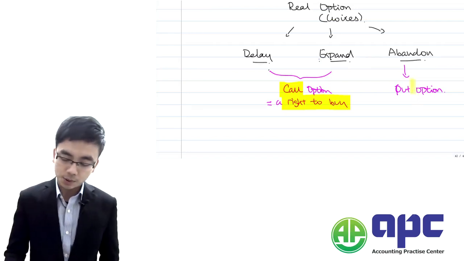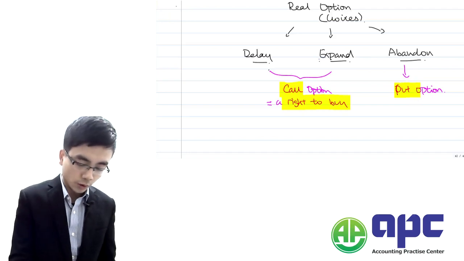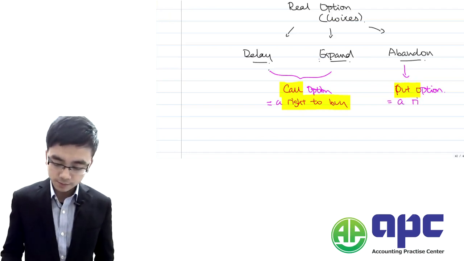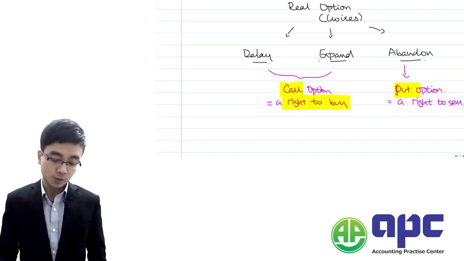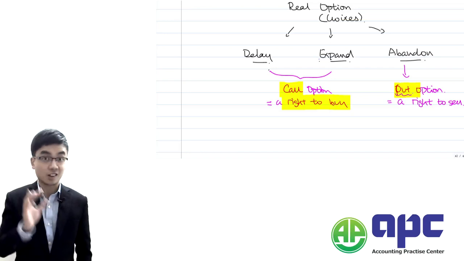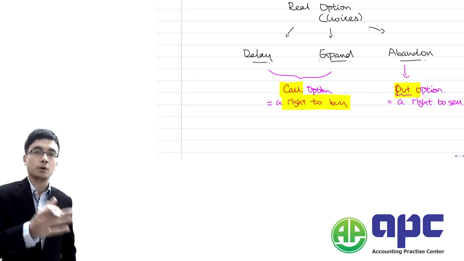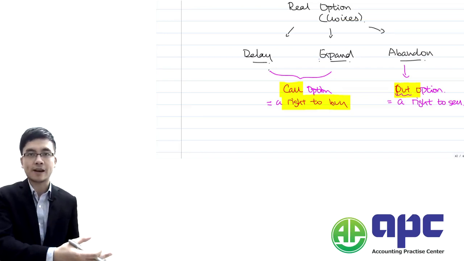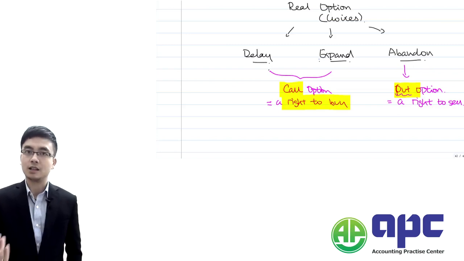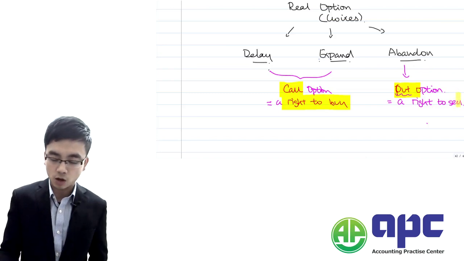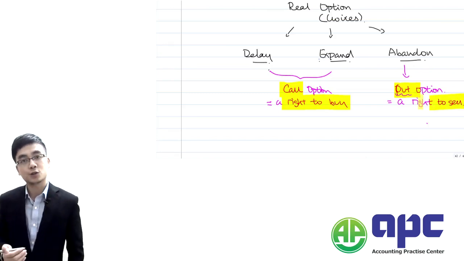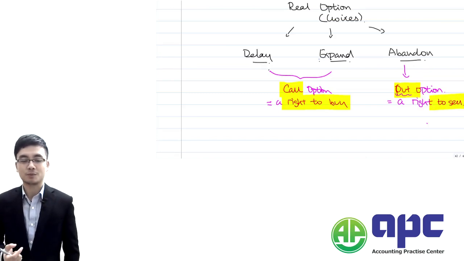Well, on the other hand, put option means this is a right to sell. Think about it this way: it's a put option, it's not a good thing, so it decides to put it somewhere else, and hence, in effect, this is a right for us to sell off that something to others. That's called put option.